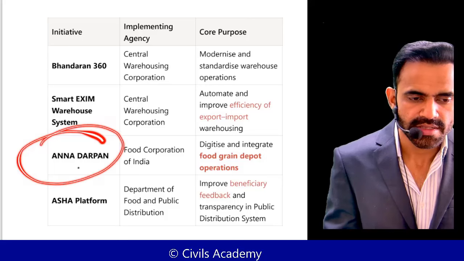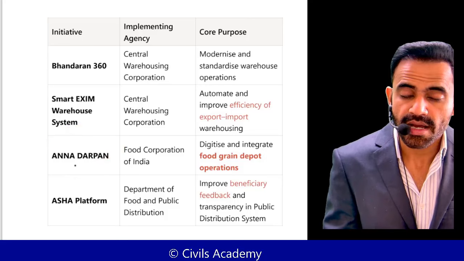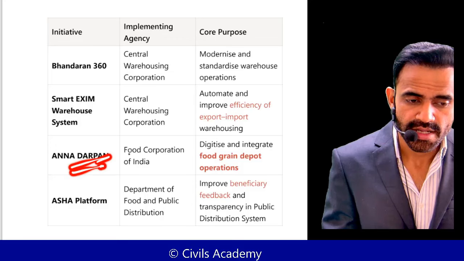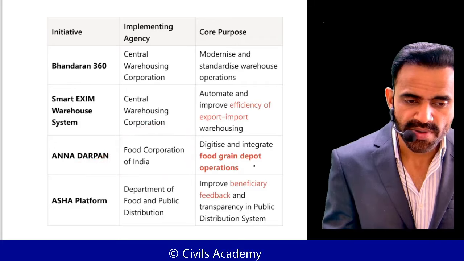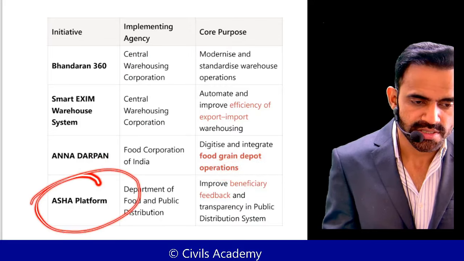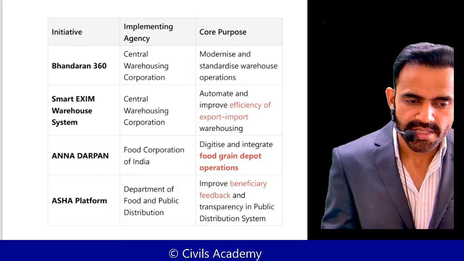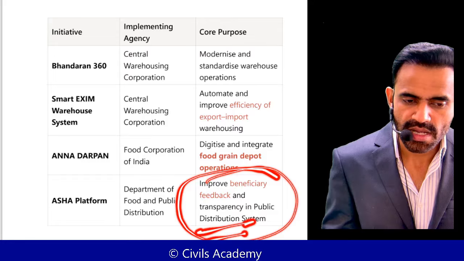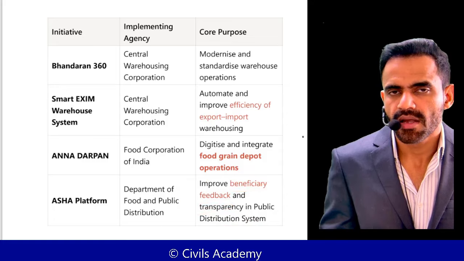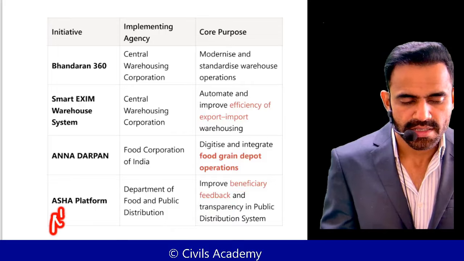And there is Ann Bhandaran, Ann Darpan. Ann basically means Anaj, food grain. So this is an initiative by FCI to improve and to digitize the food grain depot operations. Then there is the Asha platform. It is by the Department of Food and Public Distribution to improve the transparency in the PDS and to take feedback from the beneficiaries.